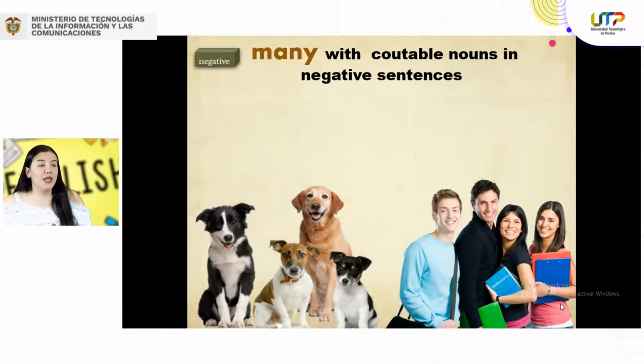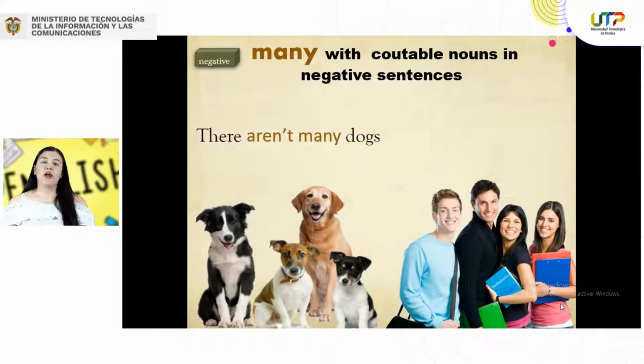Y tenemos many. Many es para decir muchos, pero en este caso sí hay distinción y solamente lo usamos con countable nouns in negative sentences. For example, there aren't many dogs. Or, there aren't many students. Yeah? So we got two possibilities there.